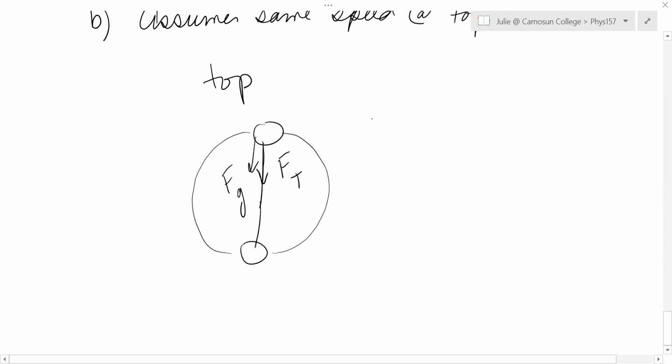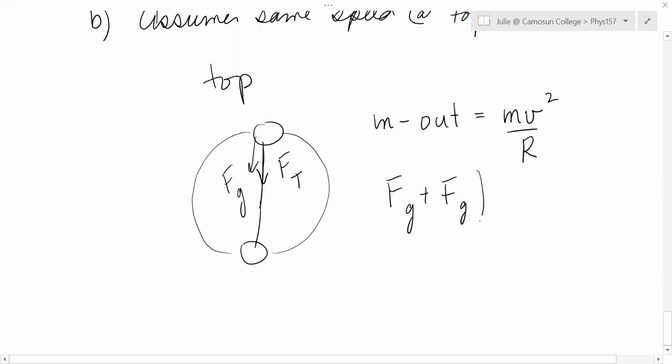So when we do in minus out equals mv squared over r, these are both in. So we've got the force of gravity plus the force of tension. There is nothing out. Must equal mv squared over r. Oops, I've got ft. ft is one of them, and fg is the other one.